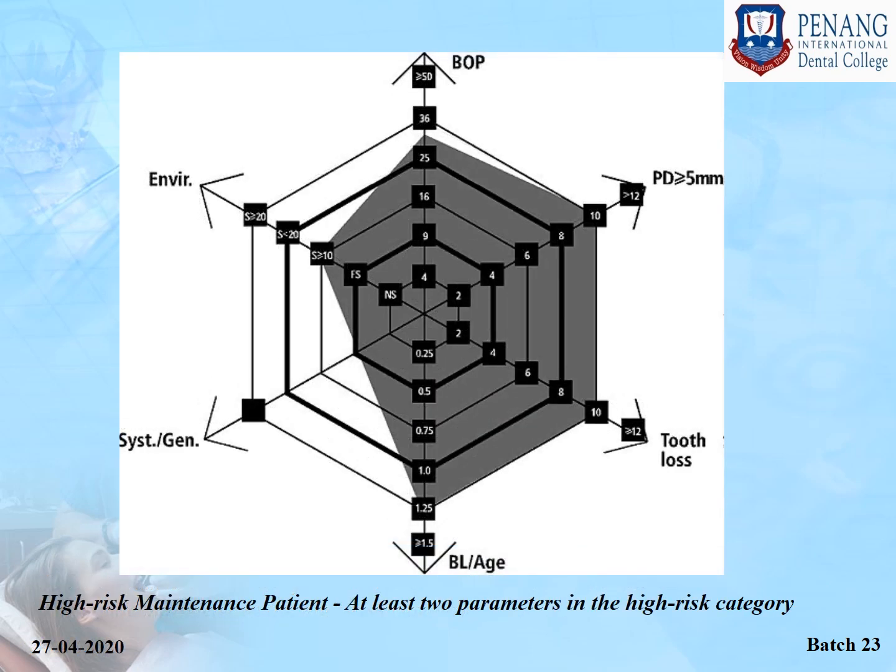Now if we see the high risk maintenance patient, in this type of patient, at least 2 parameters should be in the high risk category. So if we see in this patient, 1, 2, 3, 4, all these 4 factors are in the high risk category. So this patient will go for the high risk maintenance patient.